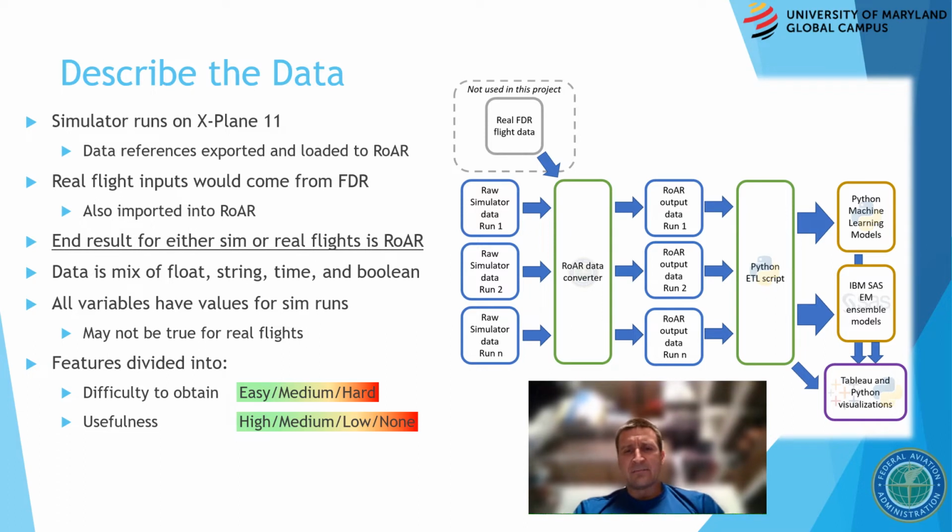You can see on the diagram there the high level, how I kind of described how that goes into the Aurora data converter, and then the output goes into the ELT script that I'm using in Python. So that will combine and window the data, and then I will use the machine learning models in Python and the ensemble models in IBM SAS EM, to basically have a final output that will be the visualizations and potentially some Python visualizations as well.